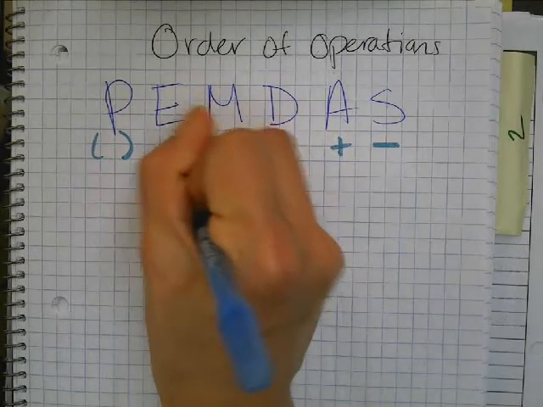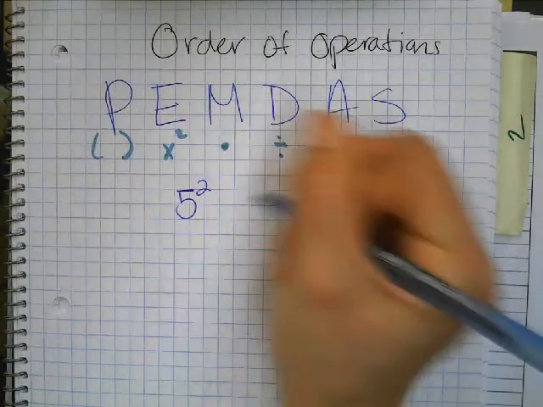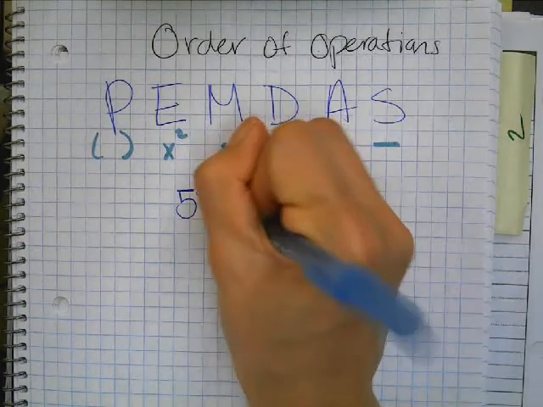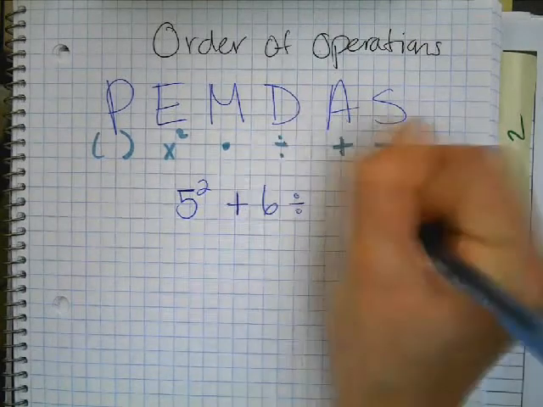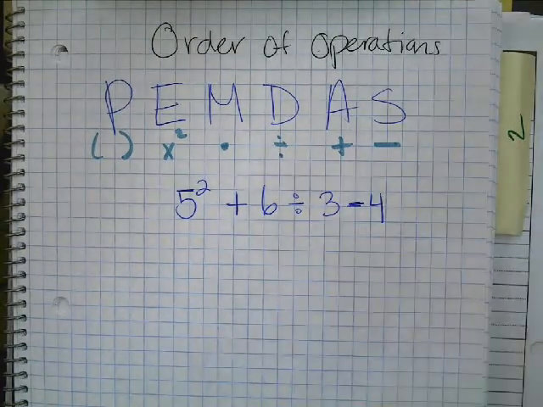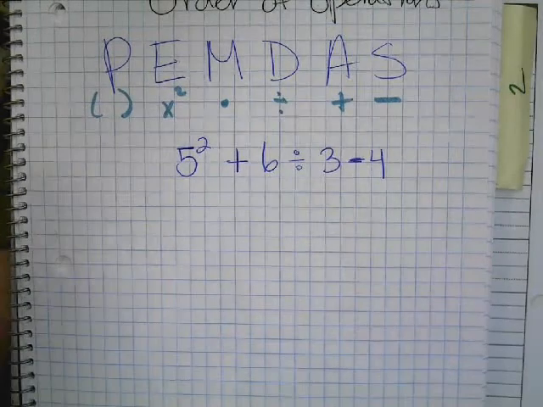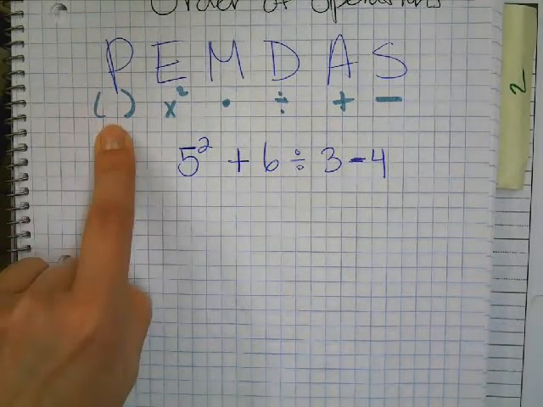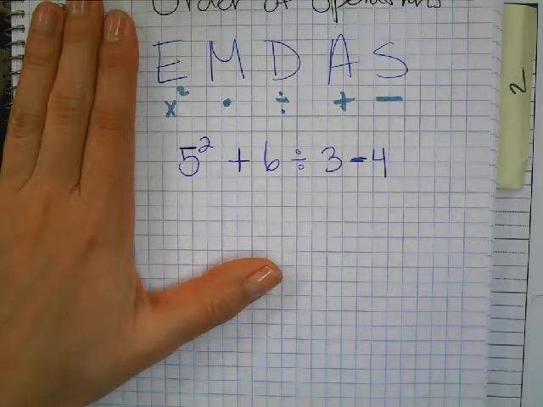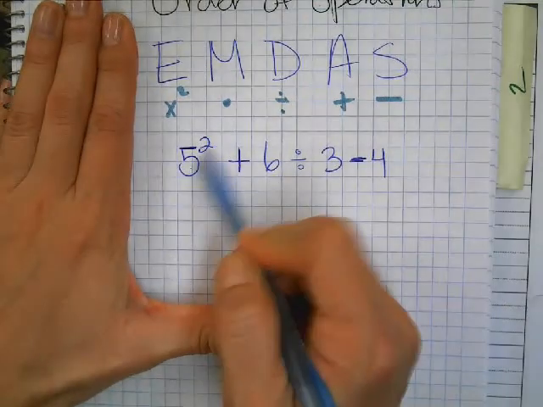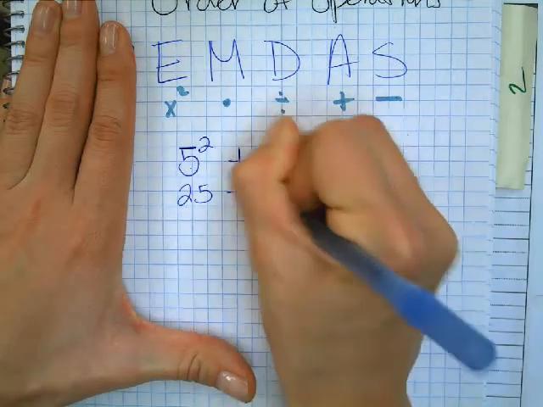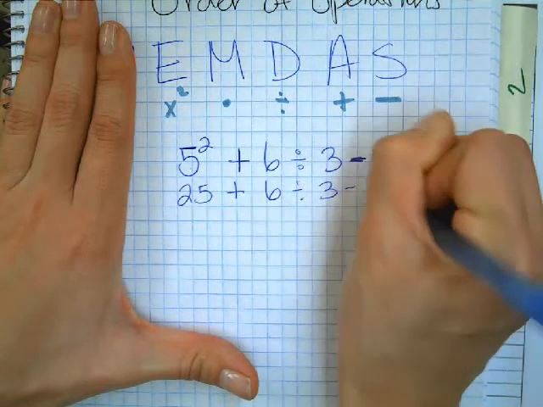If I give you the problem, 5 squared, Keon, do you need to take a seat? Can we keep quiet, please? Thank you. Plus 6 divided by 3 minus 4. So, because you had a couple of these problems on your homework already, you look for the first one, parentheses. Do you have any? Nope. So you move on to the E, exponents. Do you have any? Yeah, so you do the exponents. What's 5 to the power of 2? 25. Plus 6 divided by 3 minus 4.